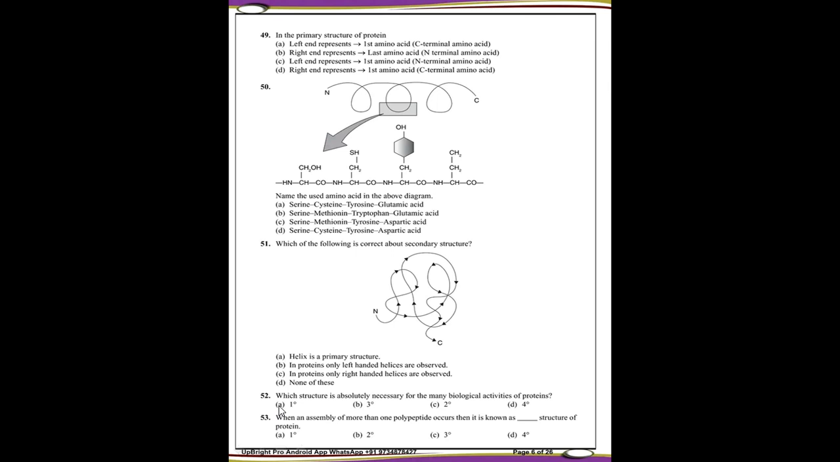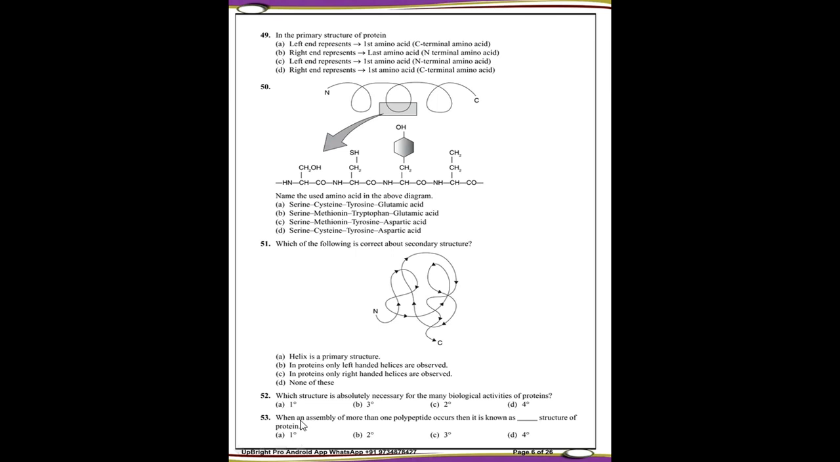52. Which structure is absolutely necessary for the many biological activities of proteins? So the tertiary structure defines the biological activity or the functions of proteins in a biological environment. The answer is B. 52 is B. Let's take note of that.